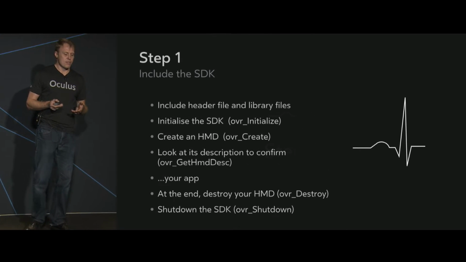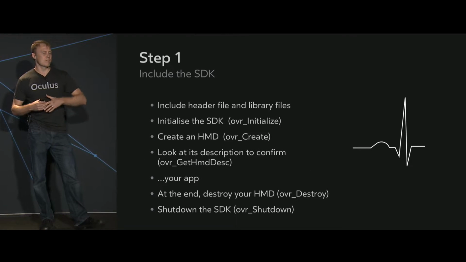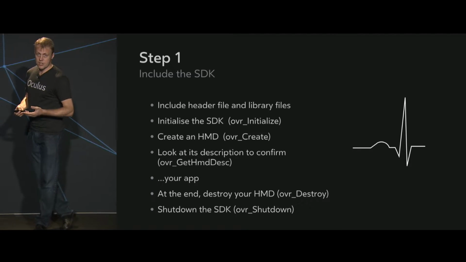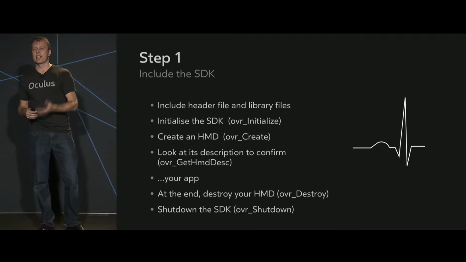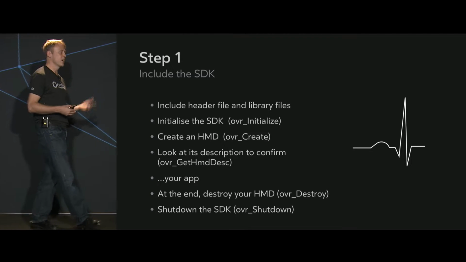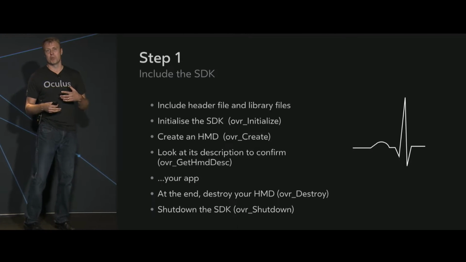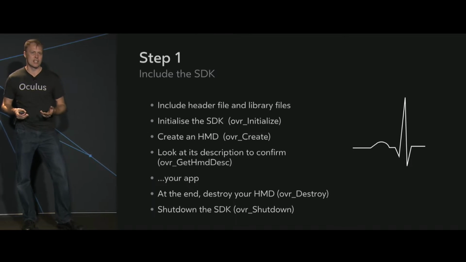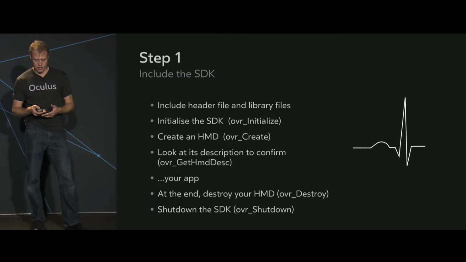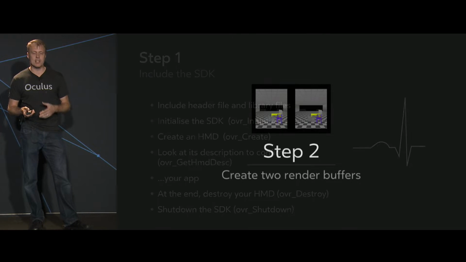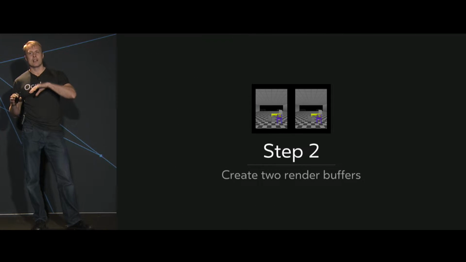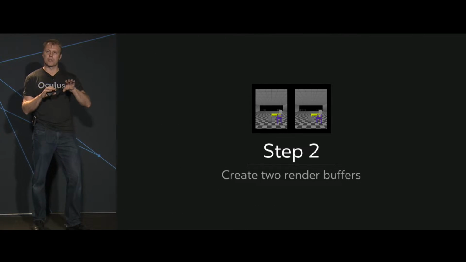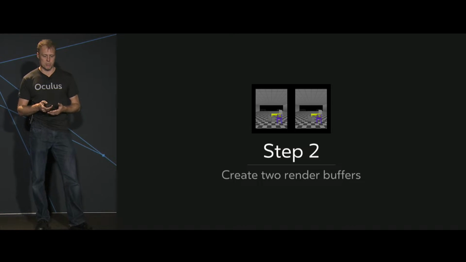So step one, very basically, is just getting the header files and the library files, including them, initializing the SDK, and initializing a single HMD, and just interrogating it, checking that it really is what you think it is, and that everything's working right, and then just closing down again. So a straightforward first step. And as I say, each of these steps is shown in minimal source code within this engine integration sample.